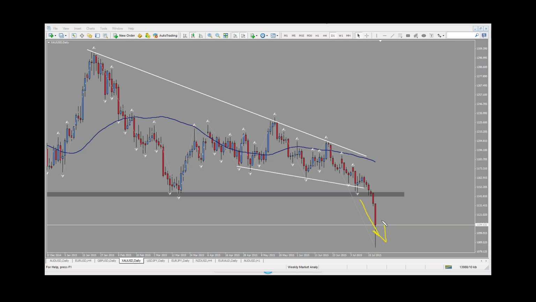Hamid, no, your reasoning is not correct. The only reason it did what it did is exactly what I just explained. Everybody had their stops over there, and this is why it's bounced back so much already. It was not a fundamental move. It was simply a build-up of orders in the system.